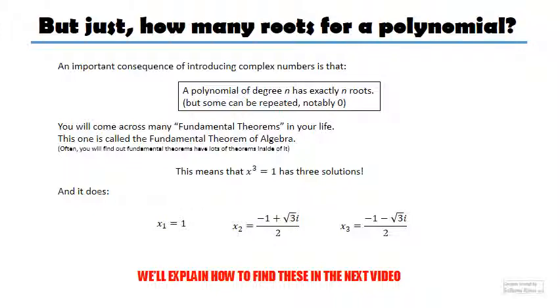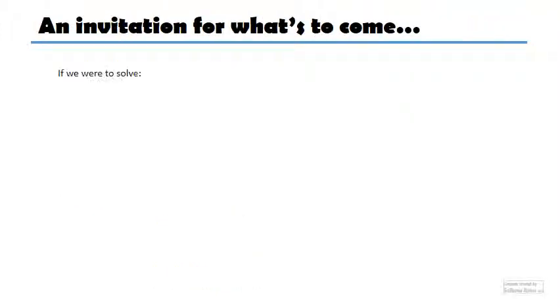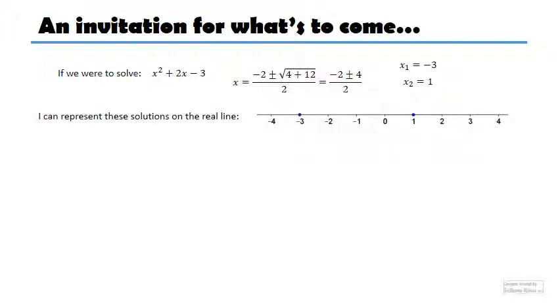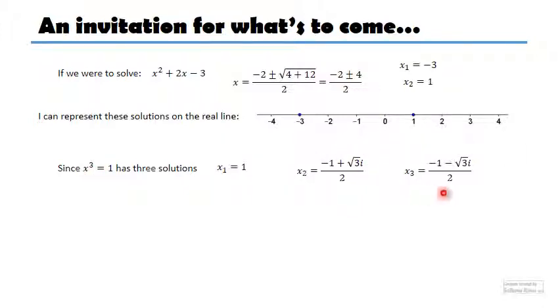Now here's a preview of what's going to come. Suppose we try to solve this equation here. We find the solutions, -3 and 1, and I can plot them on the real line. And here they are. Nothing extraordinary about this. What happens if I plot the solutions of x cubed equals 1, the three solutions that I said it has? I plot them in an Argand diagram because I can't plot them on the real line since they're not real numbers. This is what it's going to look like.